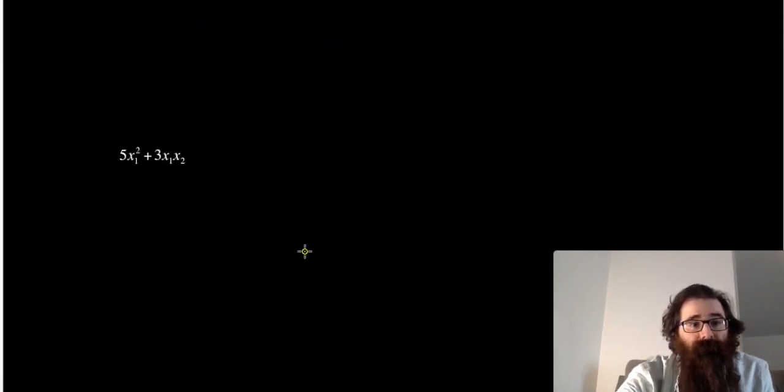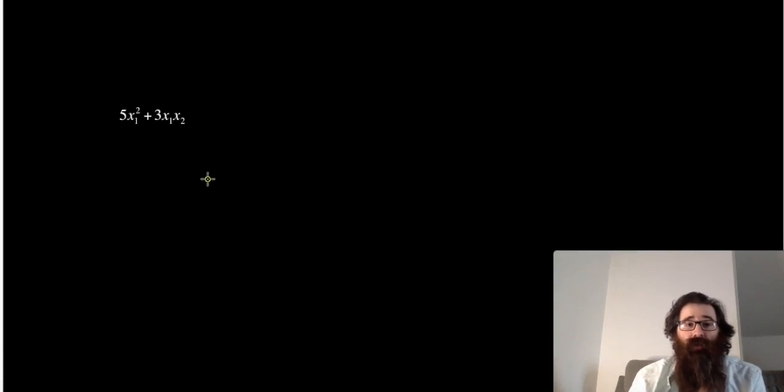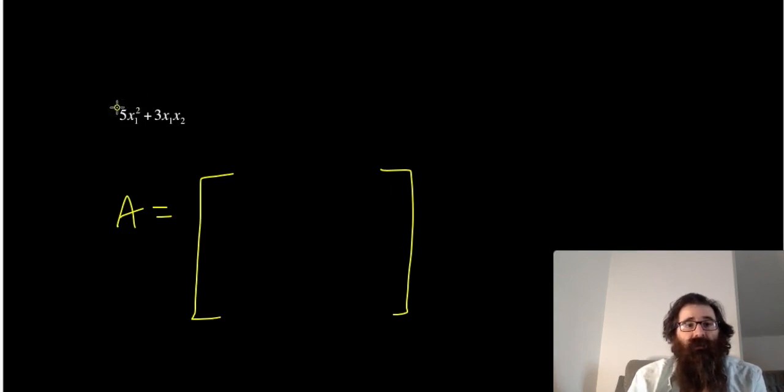Let's see another example. Again, we're assuming we're in R2, so a 2x2 matrix. I have a 5x1 squared. Remember, x1 squared's coefficient goes right here in the upper left, so that's where I want to put the 5. But then I'm missing x2 squared. So what should go where x2 squared's entry should be? Well, that would have to be a 0, since it's missing. But then remember, for the coefficient on x1 x2, I want to split it evenly for these entries that aren't on the main diagonal.